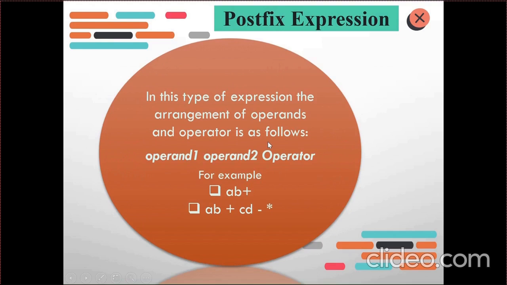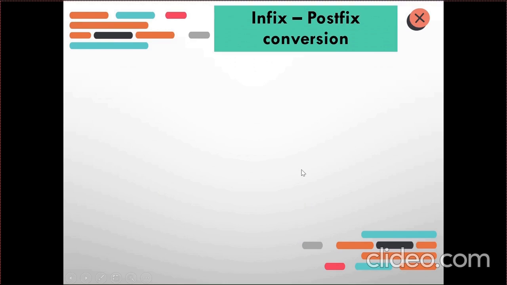So what about the postfix expression? Obviously here, operator would follow the operands. That means you will have the operand 1, then operand 2, and then you will have the operator. So example would be ab plus. But remember here that it would again represent the operation of addition. That means we would be adding a and b. Simply the notation is different. Right? So a is the operand 1, b is the operand 2, and plus is the operator.